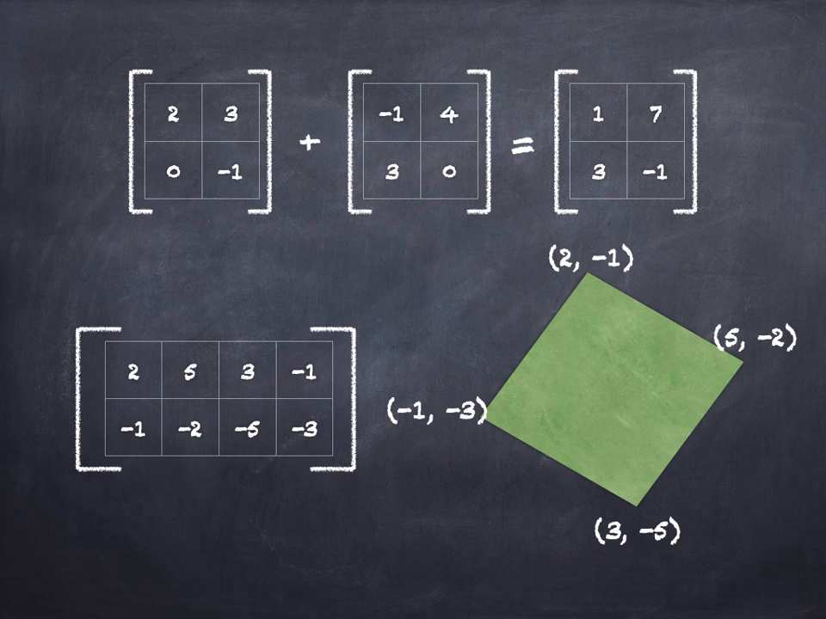We can put those coordinates into a matrix. You'll notice the first column is 2 and -1. That's the top point. The second point is 5, -2, and you see the second column is 5, -2. Third column, 3, -5. That's the third point. The fourth point is -1, -3, and the fourth column is -1, -3. So the first row is all the x's, the second row is all the y's.